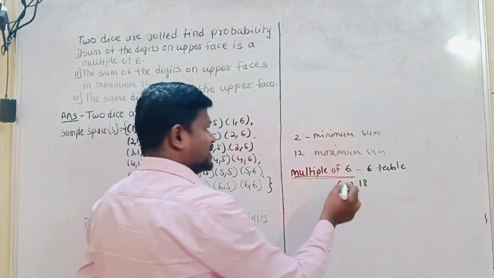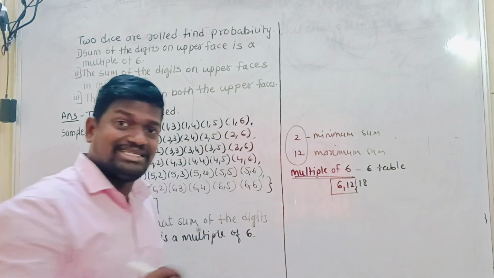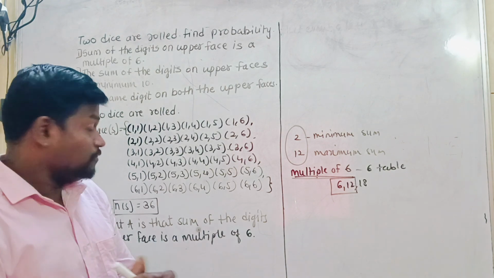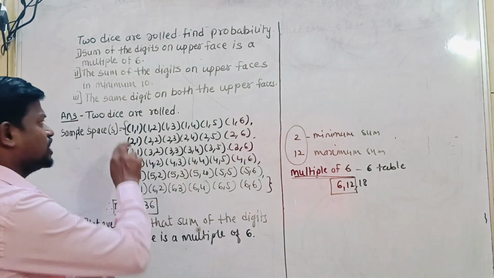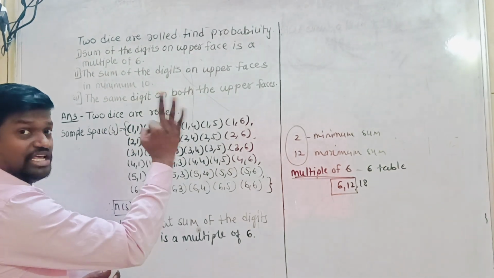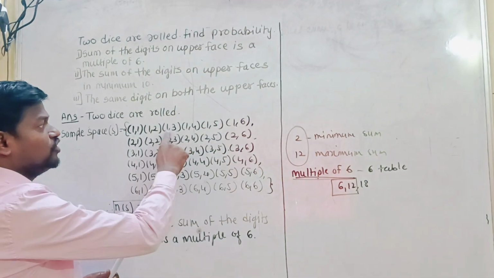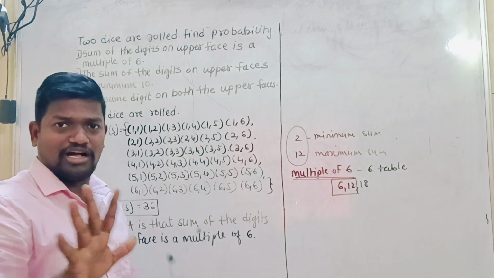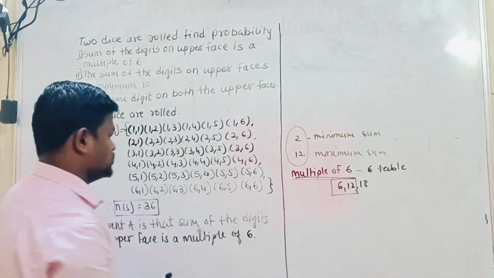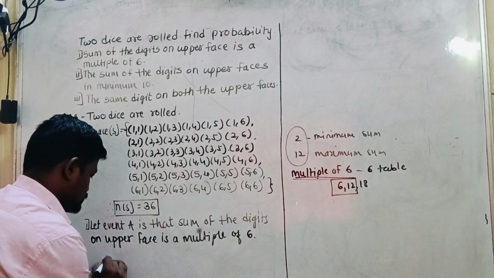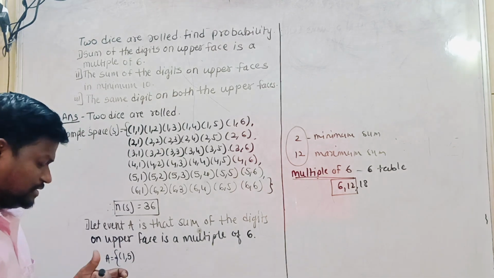So 6, 12. So check out, we have to check only 6 and 12 sum for getting multiple of 6 answer. For this, let's check out 1 1 is 2, 1 2 is 3, not in 6 table, 1 3 is 4, not in 6 table, 1 4 that is 5 also not in 6 table, 1 5 is 6, we have to get 6. See here 6. So this is our answer. So in A we find 1 5, right?